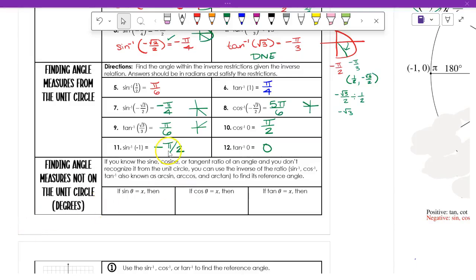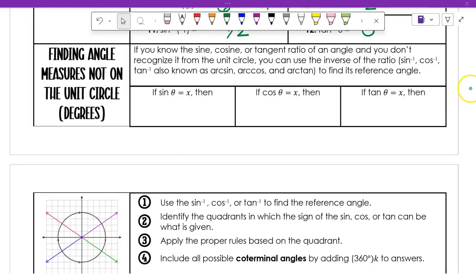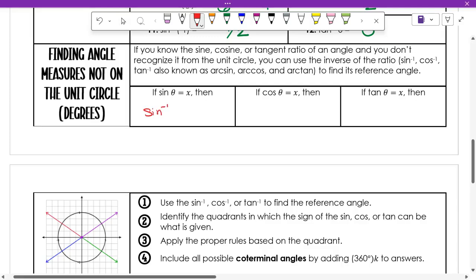All right, I'm going to continue right where I left off in the last video, except right now, instead of talking about angles on our unit circle, we're going to talk about angles that are no longer on our unit circle. With that being said, if you know the sine, cosine, or tangent ratio of an angle, and you don't recognize those values from the unit circle, what you can do instead is use inverse ratios. For example, if you have sine inverse of x, you can find the angle.